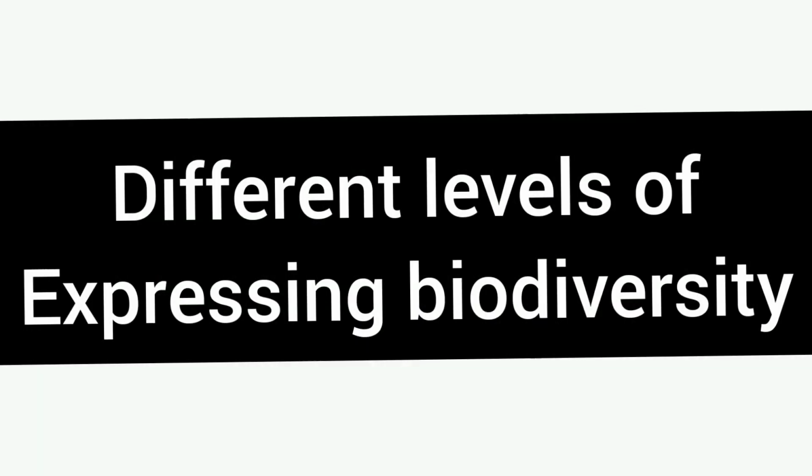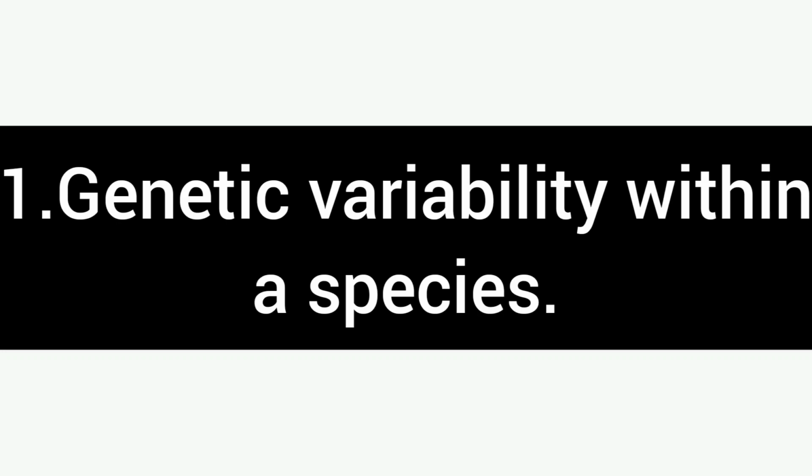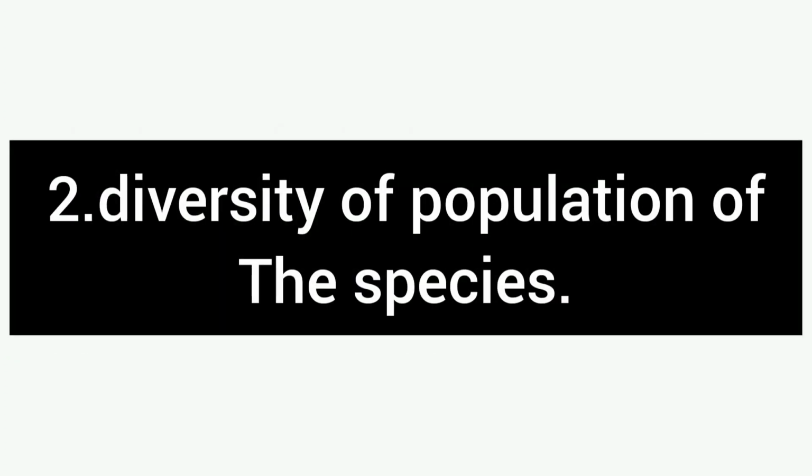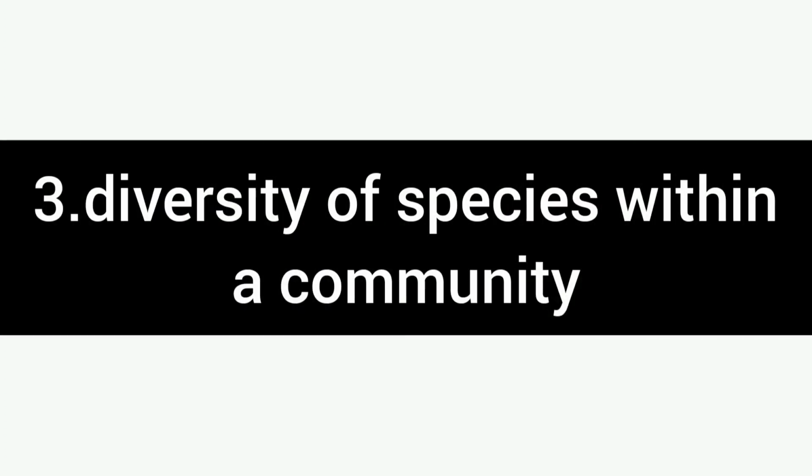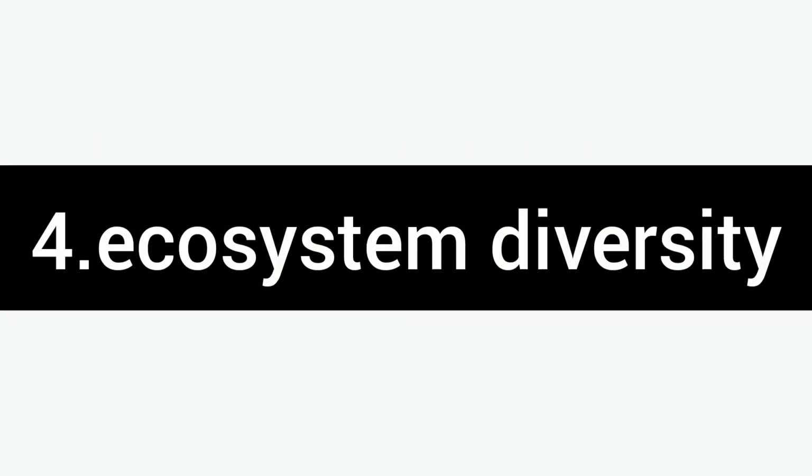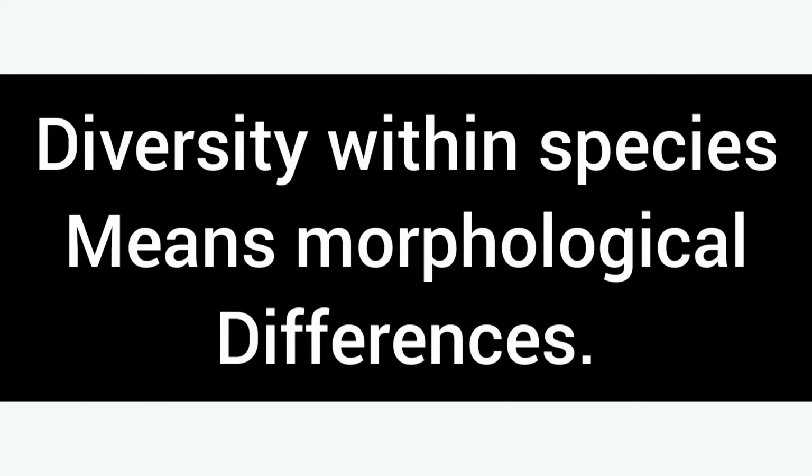So now let us know what are the different levels of expressing biodiversity. These different levels are: first, genetic variability within a species. Second, diversity of population of a species, and third, diversity of species within a community. And the fourth one is ecosystem diversity.